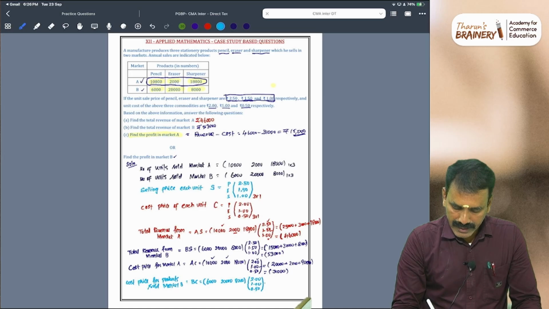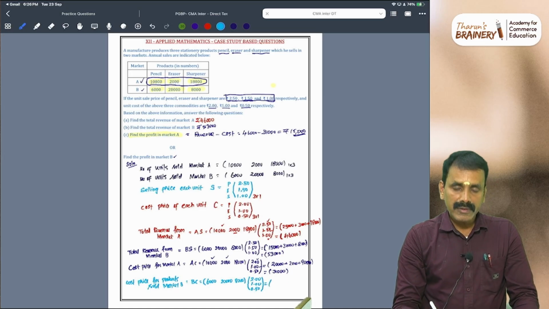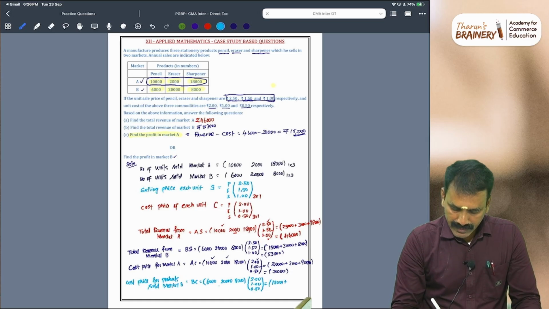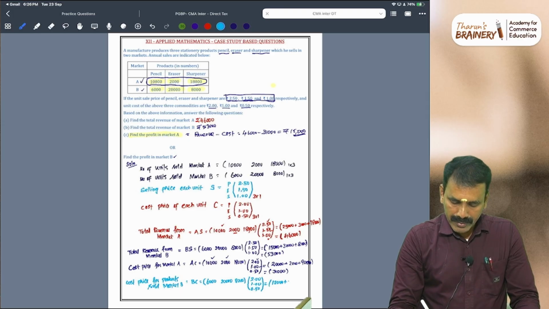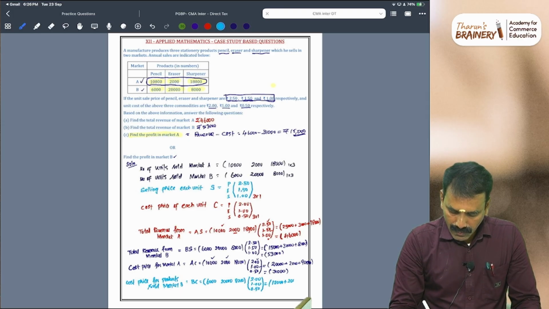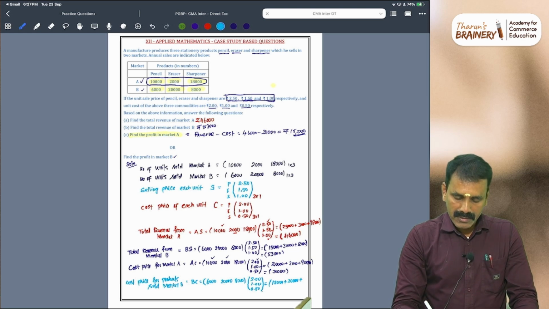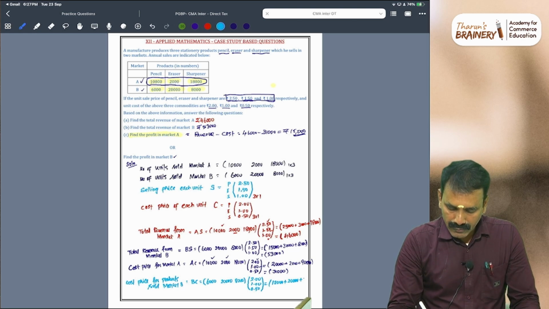I am going to multiply again. So 6,000 is multiplied with 2 rupees. So it is going to be 12,000. 6,000 into 2 is going to be 12,000 plus 20,000 multiplied with 1 rupee. It is going to be 20,000. 20,000 plus 8,000 multiplied with 50 paise. So 8,000 into 0.5 is going to be 4,000.